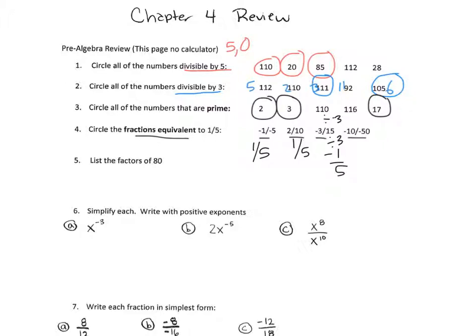And the last one, you can divide the top by 10 and the bottom by 10 to get negative 1 over negative 5, which is 1/5. So two negatives make a positive. So the numbers that are 1/5 are negative 1 over negative 5, 2/10, and negative 10 over negative 50.